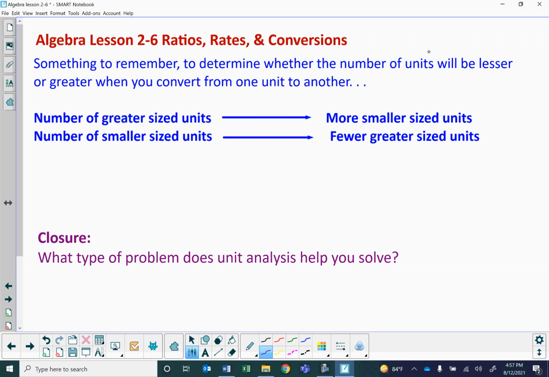Okay. So our closure question for today that you're going to put in the bottom of your notes: what type of problem does unit analysis help you solve?